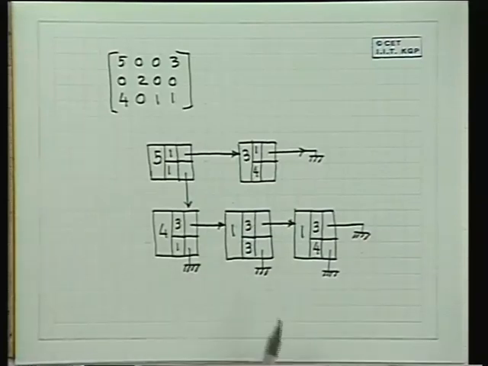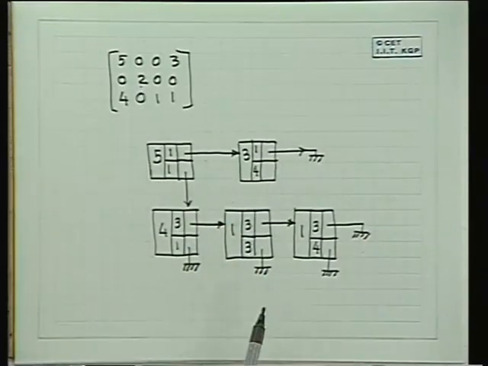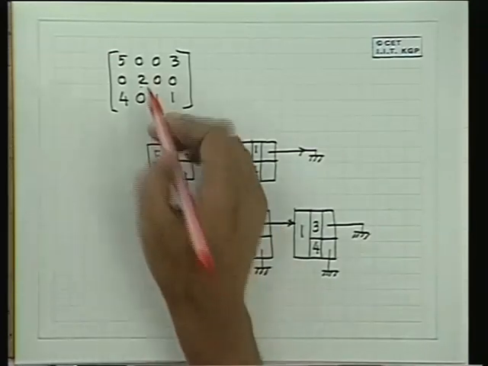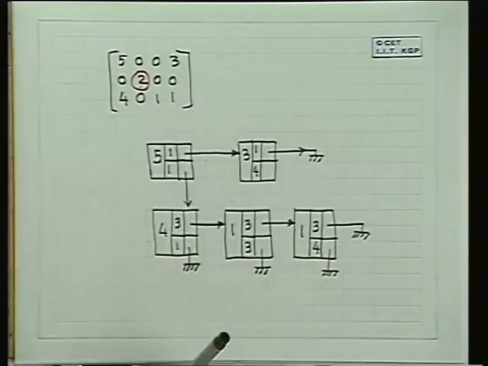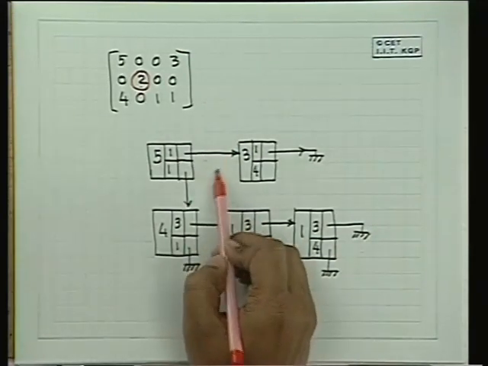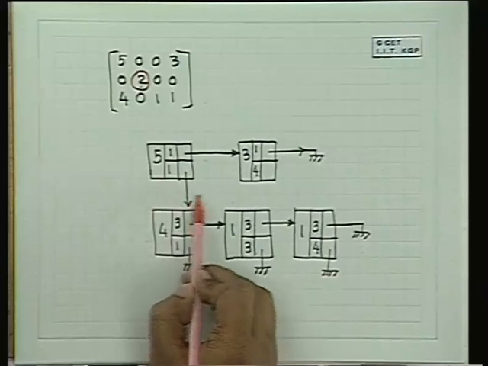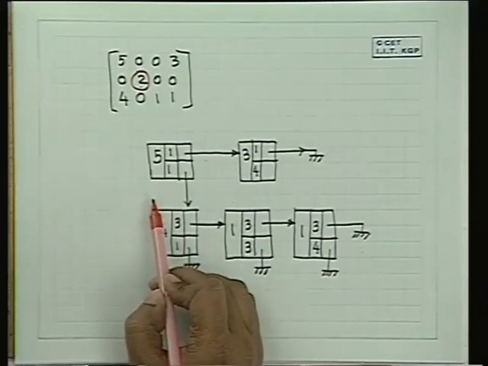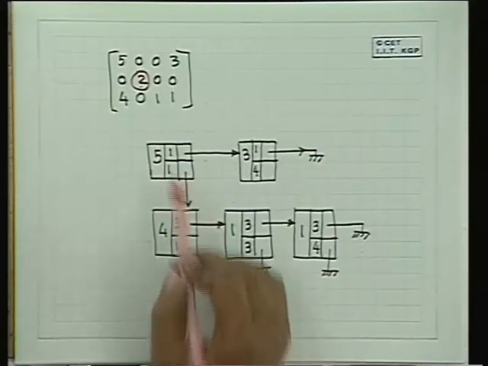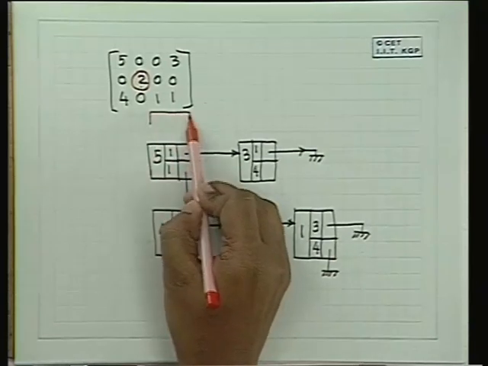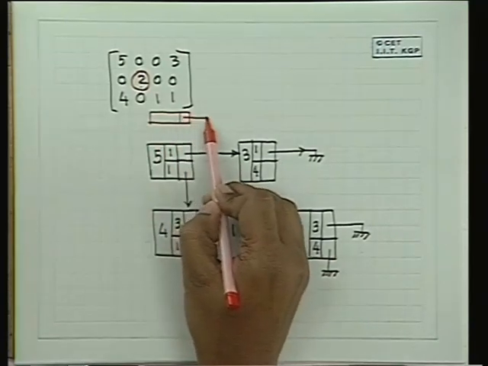Fine, but what about this element? What about this element? Poor fellow is left out. Why is it left out? Because there is no element 2 here and there is no element here. In order to solve this problem, we will have header pointers.